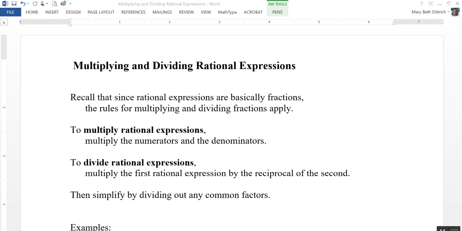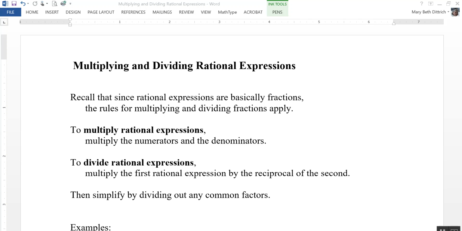This video is on multiplying and dividing rational expressions. Recall that since rational expressions are basically fractions, the rules for multiplying and dividing fractions apply. To multiply rational expressions, multiply the numerators and then multiply the denominators. To divide rational expressions, multiply the first rational expression by the reciprocal of the second.